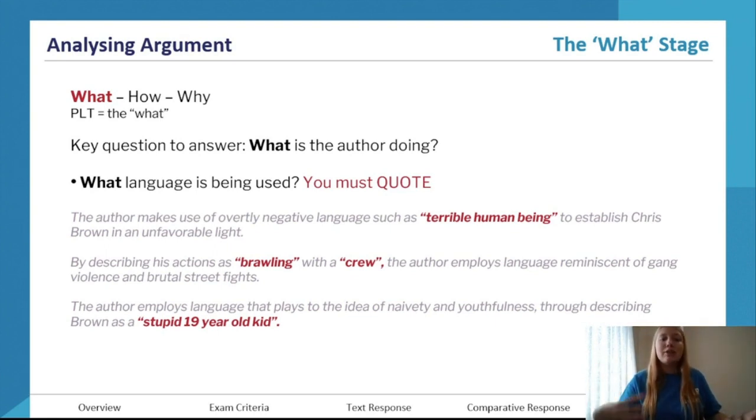This is where we focus on our quote, the meta language for the PLT, and describing how it works, how the language or PLT works to create a certain effect. So say if it was an appeal to family values, we would be describing how does it appeal to family values. So through the language being used, through the argument, so on and so forth.